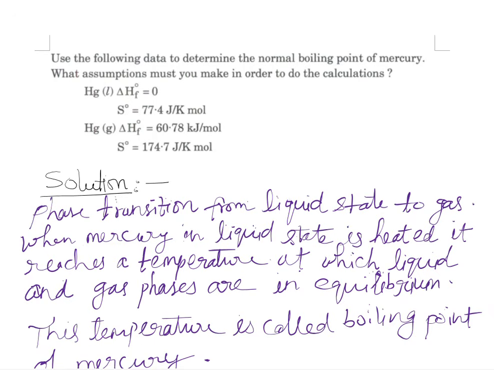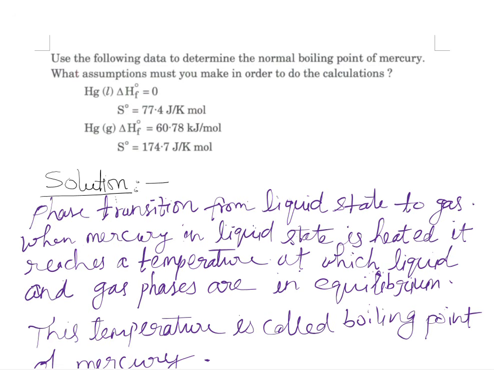Now, I will be solving one question from the Civil Services examination. The question is as follows. Use the following data to determine the normal boiling point of mercury, and what assumptions must you take in order to do the calculations. Data given is like this.